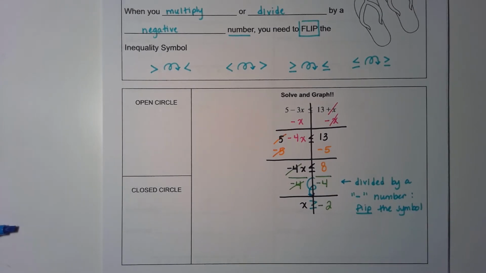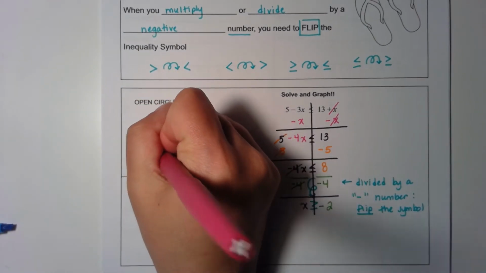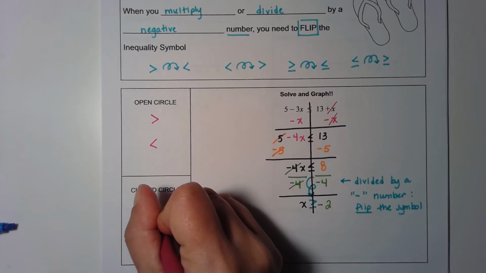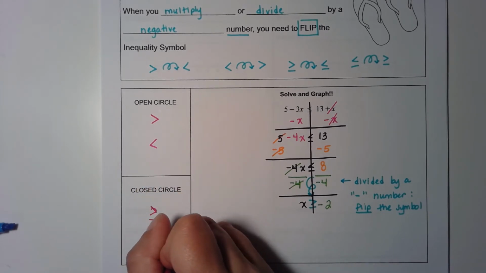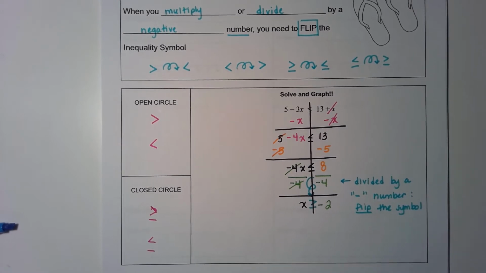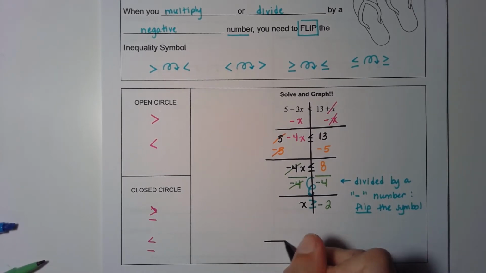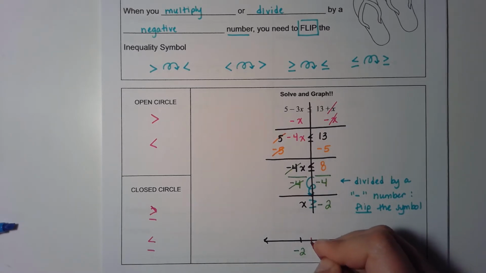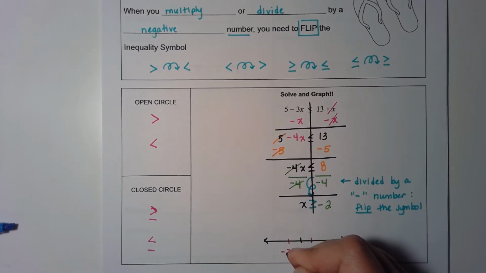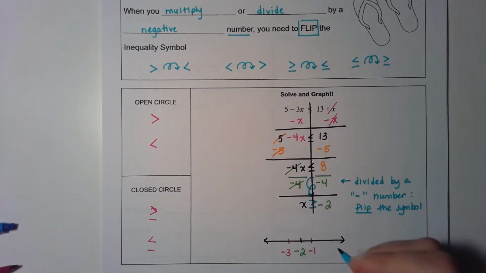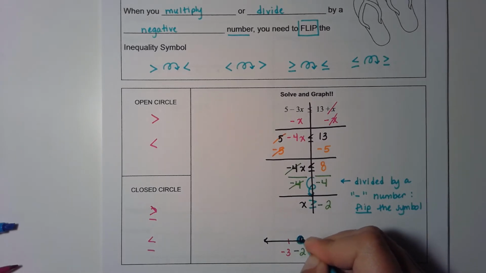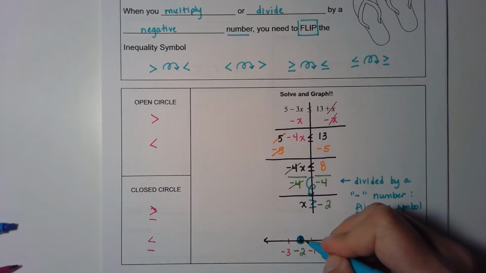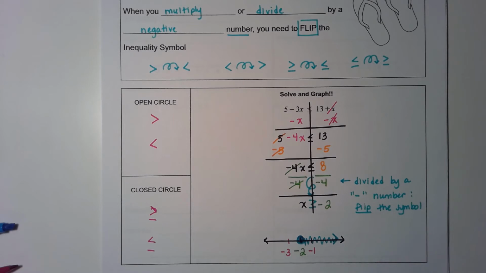Now, when I go to graph my solution, important things to remember are you're going to use an open circle whenever there's a greater than or a less than. You're going to use a closed circle whenever there is a greater than or equal to or a less than or equal to. On a number line here, to graph x is greater than or equal to negative 2, the important number here would be the negative 2. I would want one number that's bigger, so negative 1, and one number that's smaller, so negative 3. I'm going to use a closed circle on the negative 2 because it's a greater than or equal to, and then I'm going to shade to the right because it's a greater than.